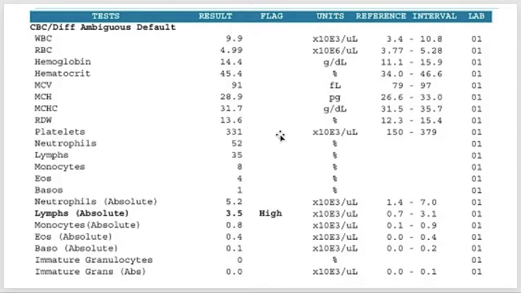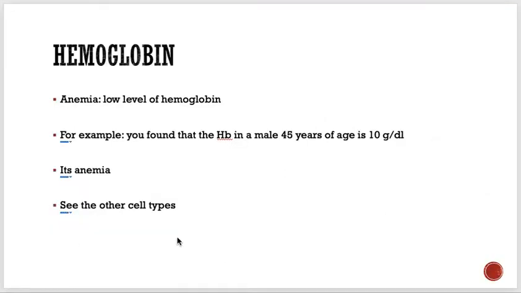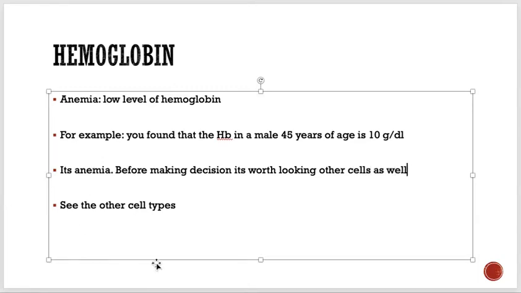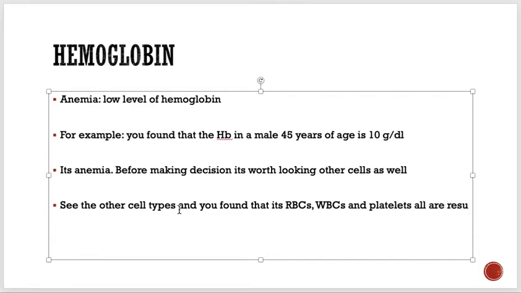So what we want to see is whether the problem is just with the red blood cells, or with the red blood cells, white blood cells, and the platelets as well. Okay. Why? Again, see, I'm taking you in a sequence. It's anemia, but stop here. Before making a decision, it's worth looking at other cells as well. Why? When you see the other cell types and you found that RBCs, WBCs and platelets all are reduced, then it's not simple anemia.